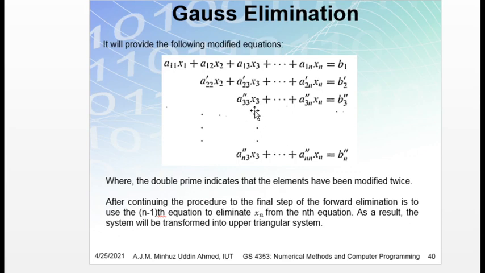And these things will be continued until we get to the point that the last equation will only keep the xn coefficient, and all other coefficients will be cancelled out.